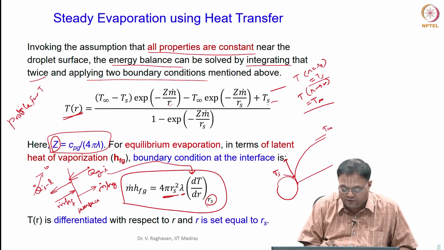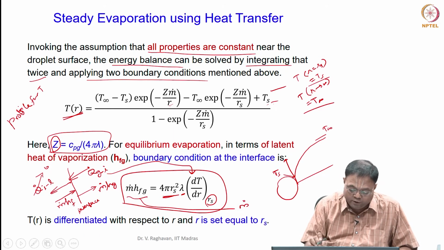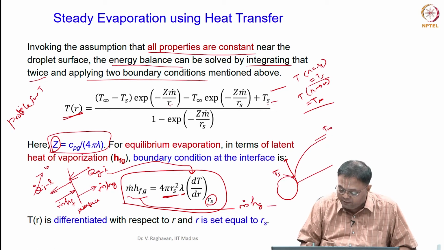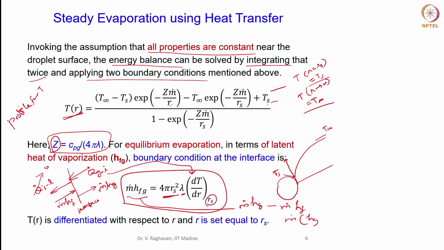So you get a positive sign here, and this term will be equal to m dot Hg minus m dot Hf, which is m dot into (Hg minus Hf), the m dot into Hfg term. So that will balance. The m dot is going in the positive r direction and the heat is coming in the negative r direction. But anyway, the magnitude is positive here, so you can get this relationship. This is the boundary condition at the interface.